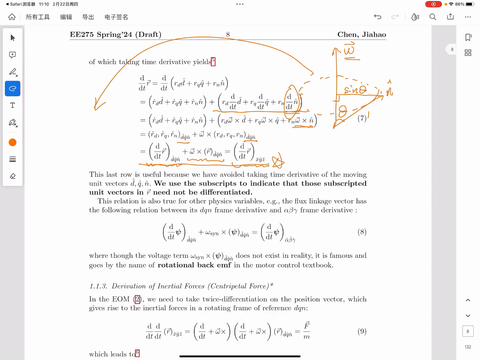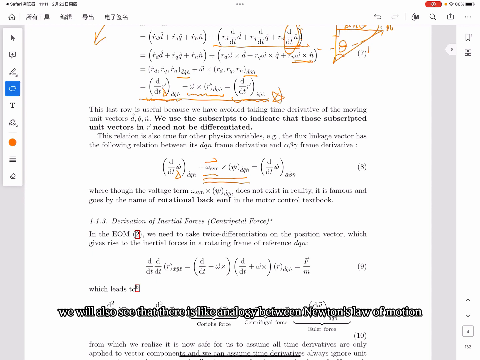We are interested in this result because later in this electrical machine modeling process, we often do change of reference. For example, we can replace this position vector r with some other physics variable such as flux linkage, denoted by this psi symbol here. In this term, we need to make sure omega, the synchronous angular speed, is really a vector here. This voltage term does not really exist in reality, but it is famous and goes by the name of rotational back EMF in motor control textbooks.